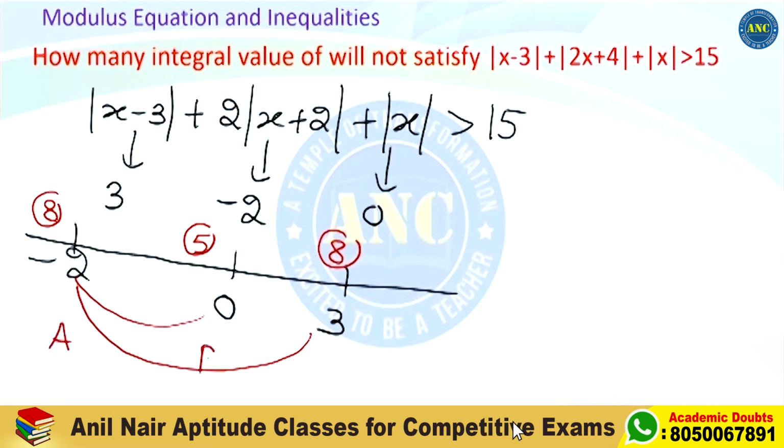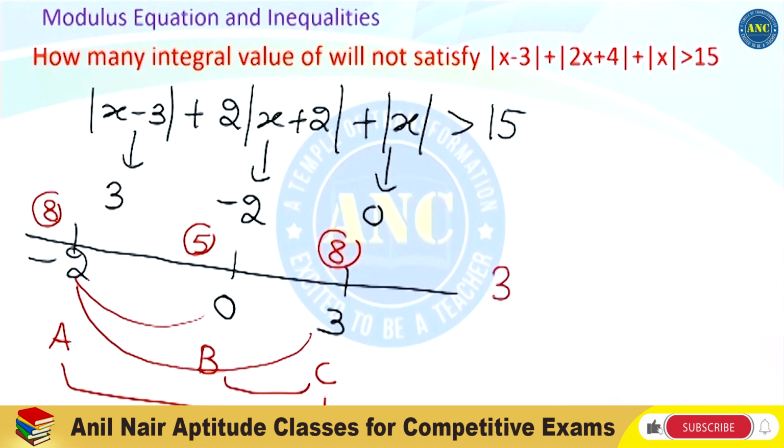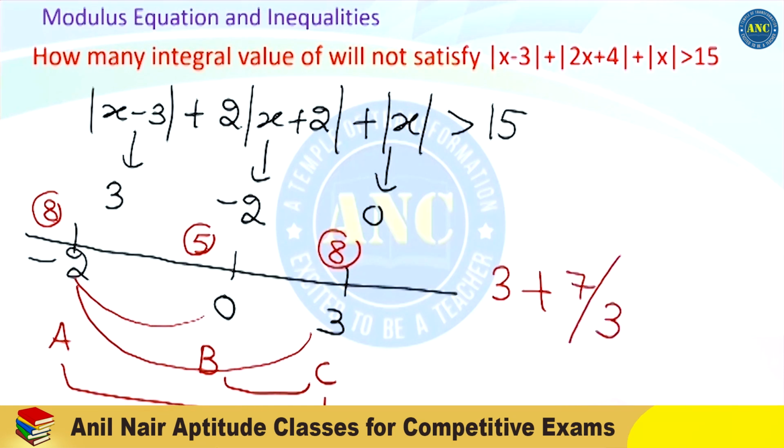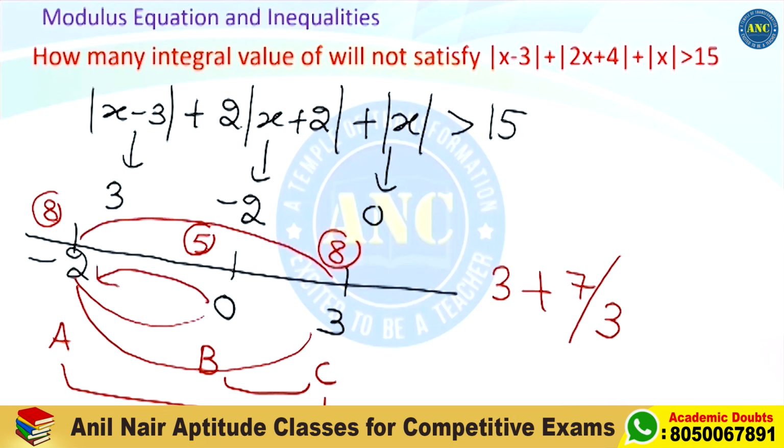So 8 and 8 we got, but I need 15. A can come to C, B can come to C. Minus 2 to 3, 5; 0 to 3, 3; 5 plus 3, 8. 8 means from point 3, 8 already traveled. Remaining is 7 by 3. From 3 to minus 2 is 5, and the other is 2. 5 plus 2, 7 traveled from minus 2. 8 more needs to be traveled.